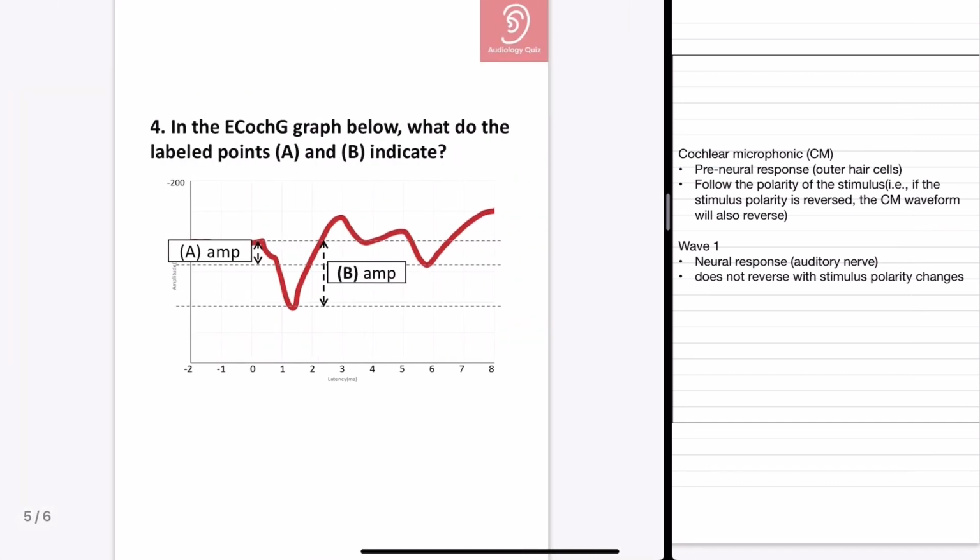Question 4. In the ECochG graph below, what do the labeled points A and B indicate? Point A represents the summating potential, and point B represents the action potential. The summating potential is generated by hair cells in the cochlea, while the action potential corresponds to the response of the auditory nerve.